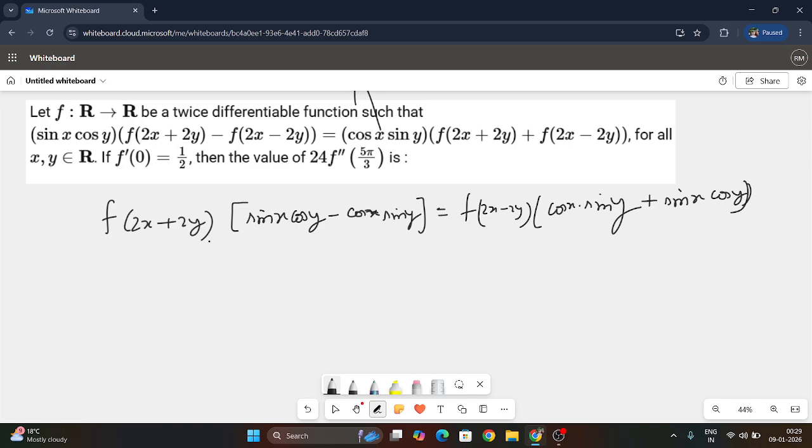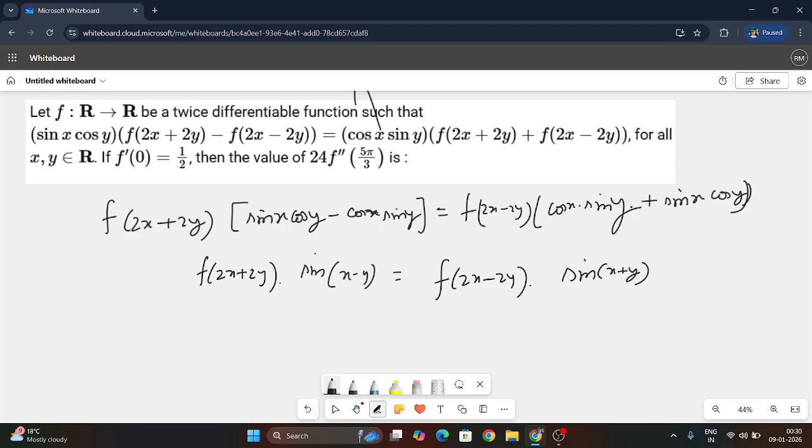शुरू करते हैं अपन लोग. f(2x plus 2i), and this is your sin(x minus y). Okay, I think it is clear to you. sin(x minus y), and the next part is going to be f(2x minus 2i) into sin(x plus y). Okay, this is sin(x plus y). Okay, sin a cos b plus cos a sin b, all this.